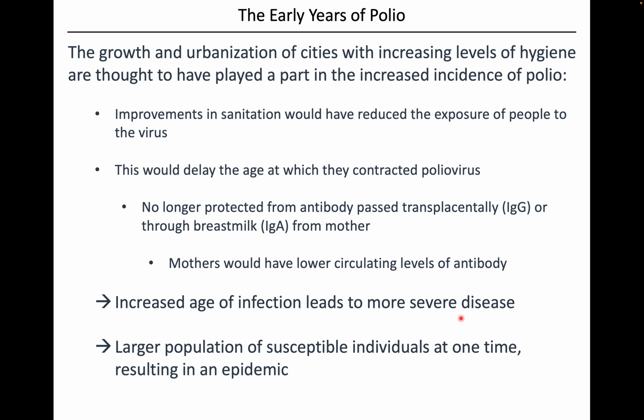And we'll get into what was going on in the late 40s, early 50s in a minute. But it's a little counterintuitive because we think growth and urbanization and increasing levels of hygiene, which are usually associated with reduced infection and reduced severity of infection, maybe actually played into part of the problem here. And the reason they think this is because the improved sanitation is reducing exposure, which is in turn delaying the age at which people are catching poliovirus. And we know basically the older you are when you're infected, the more likely it is that you're going to get some of the more severe central nervous system infection and possible paralysis. And also just have a larger population that's susceptible at one time.